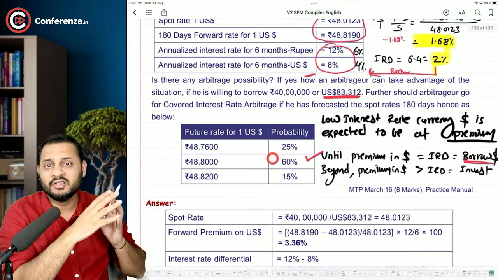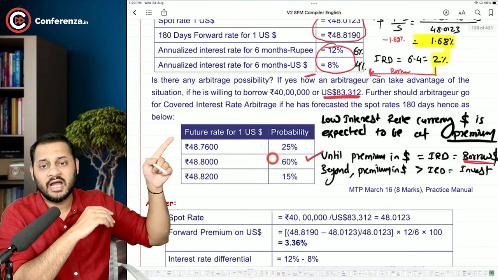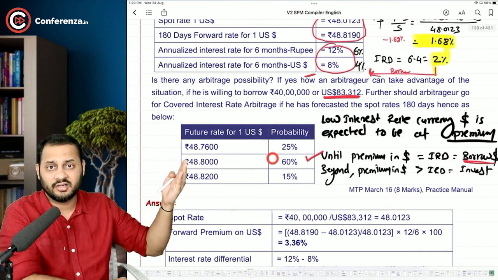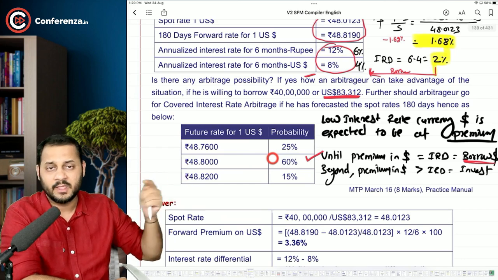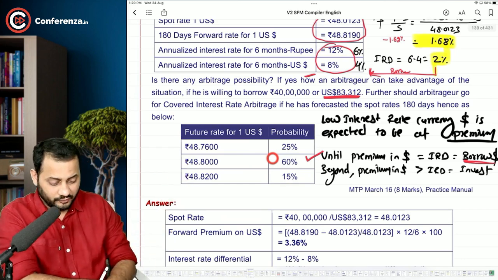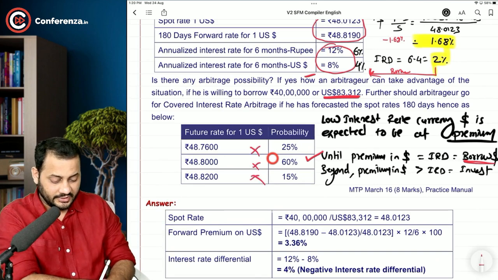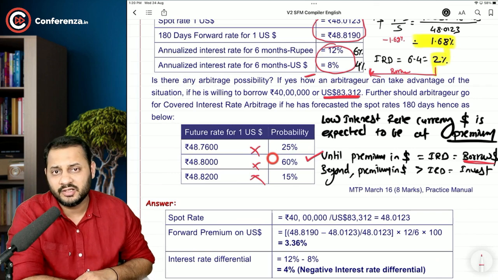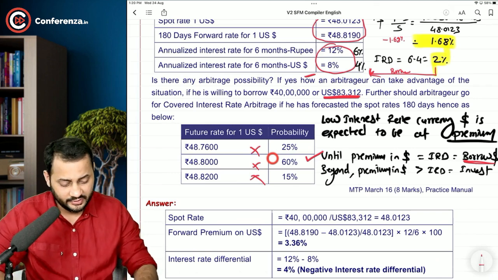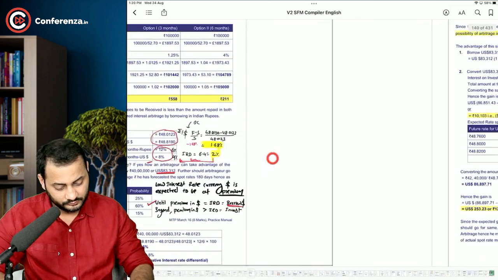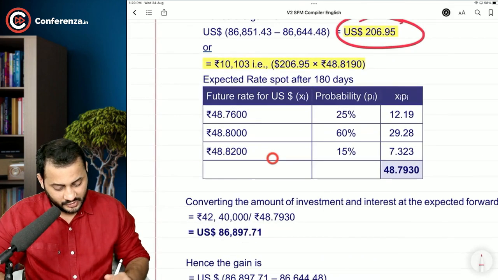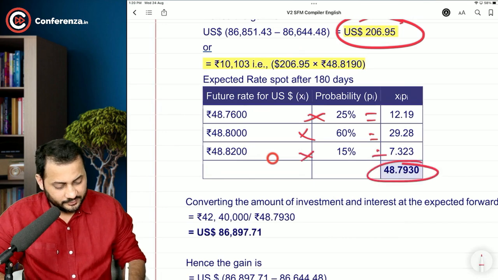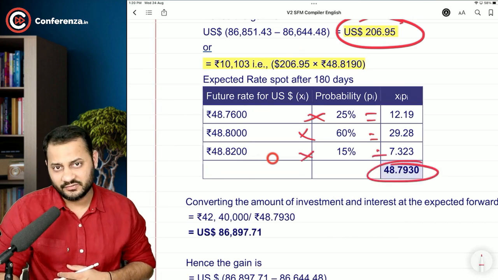If you go with the uncovered interest rate arbitrage, you will have to convert your dollar at this rate. There are 3 different possibilities for the same. The very first step is to find out the expected spot rate. Multiply the rates with the probability and you will get an expected spot rate. Let's find out. So when you multiply it with the probability, the expected spot rate seems to be 48.7930.